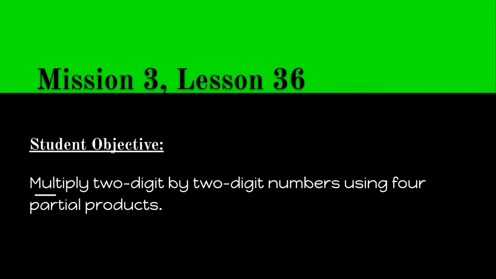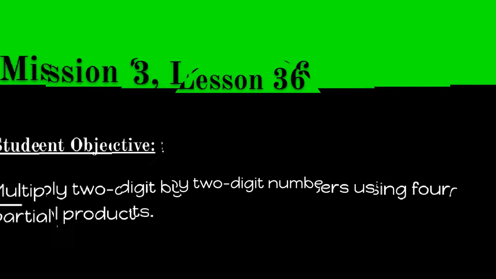Our student objective for this lesson is to multiply two-digit by two-digit numbers using four partial products. So what we're going to look at today is multiplying a two-digit by a two-digit number, and I'm actually going to show you the area model way to do that. So let's take a look at a couple examples and how we can solve some two-digit by two-digit multiplication problems.